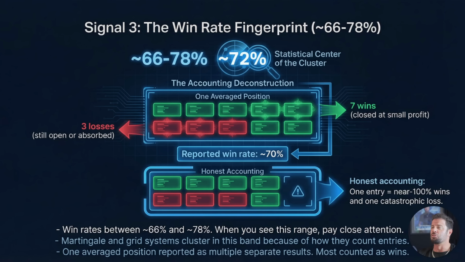Signal three, the win rate fingerprint. There is a range that the win rate is presented in when you warehouse risk, especially with martingale and grid systems. It's generally around 66 to 78%. And there's a reason for that. But we're going to talk about seeing that number, which used to look really, really good. Wow, that's a great win rate. That number can be a fingerprint that can identify when a system is warehousing risk.